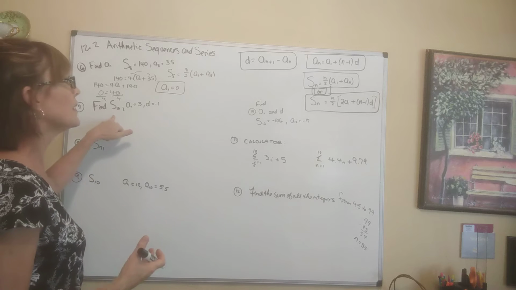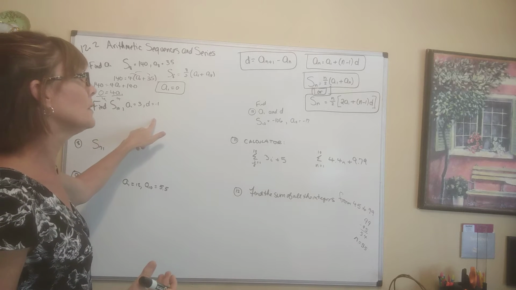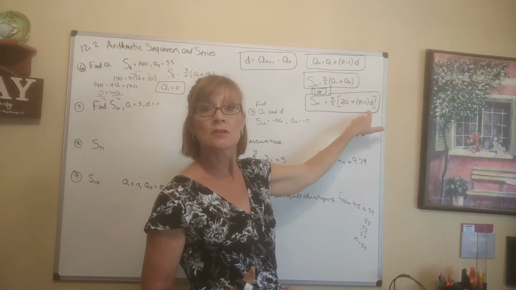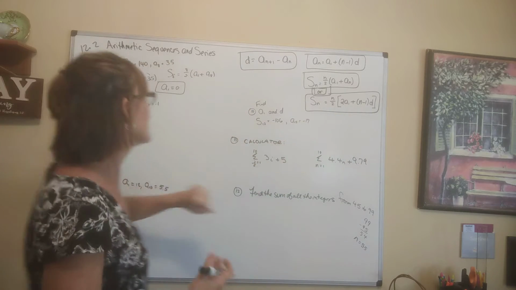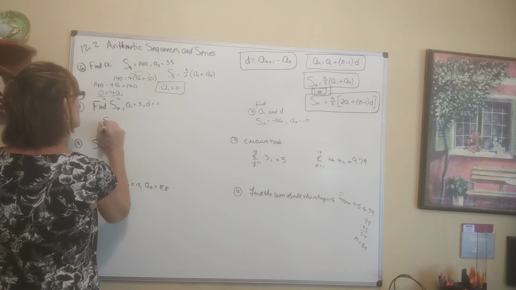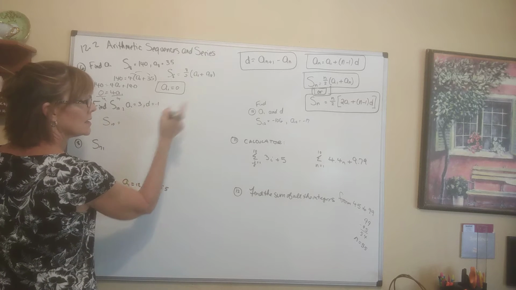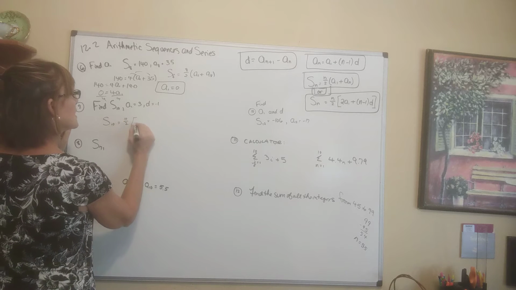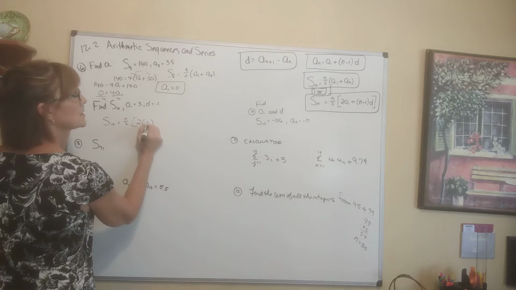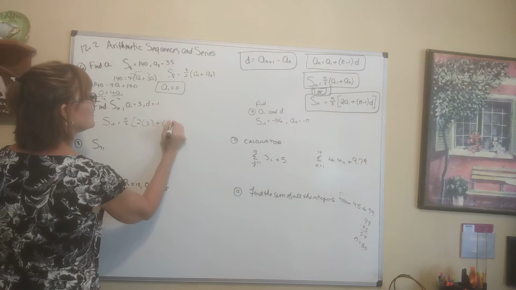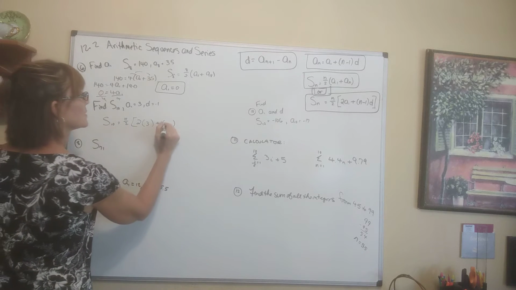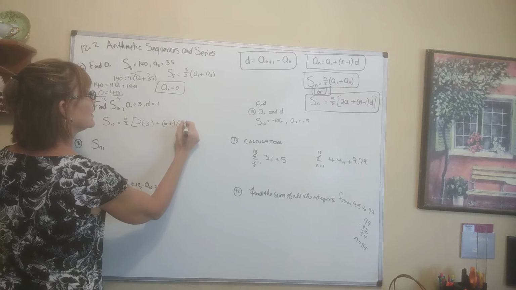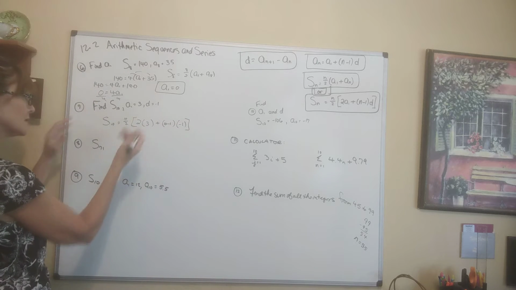Well, if they asked me to find that, and they gave me A sub 1 and they gave me D, then I'm going to use this. I know A sub 1 and I know D. I'm going to use that formula right there. So let's do that. S sub 10 is equal to 10 divided by 2, because n is 10 in this case, times 2 times A sub 1, which is 3, plus n minus 1, or 10 minus 1, times D, which they tell me was negative 1. And that's all I got to do, plug that stuff in.